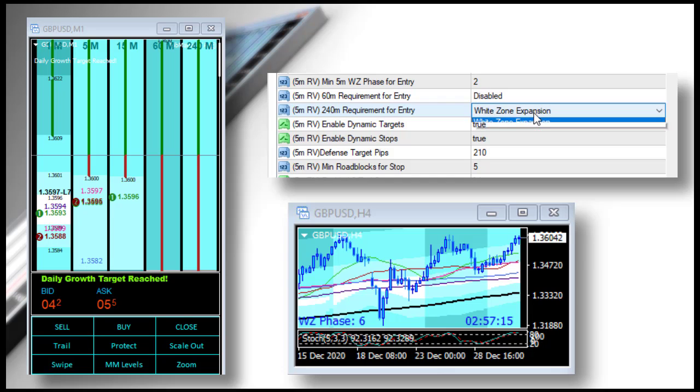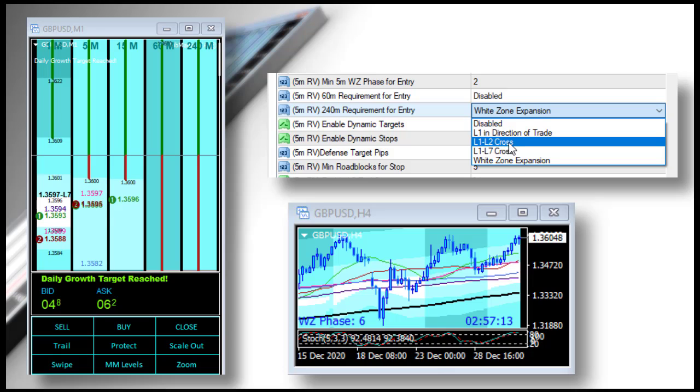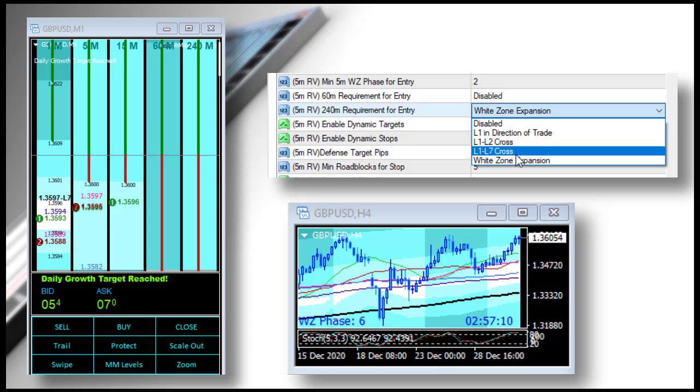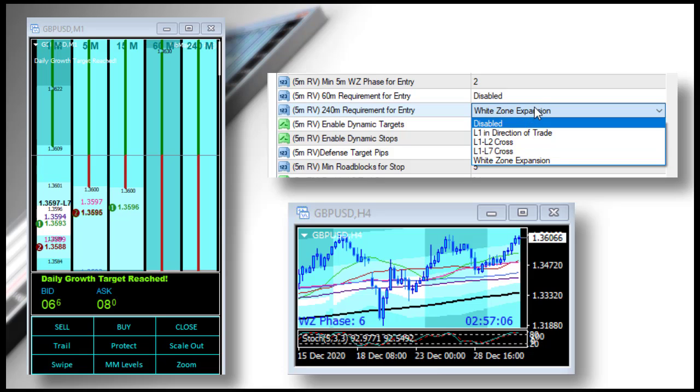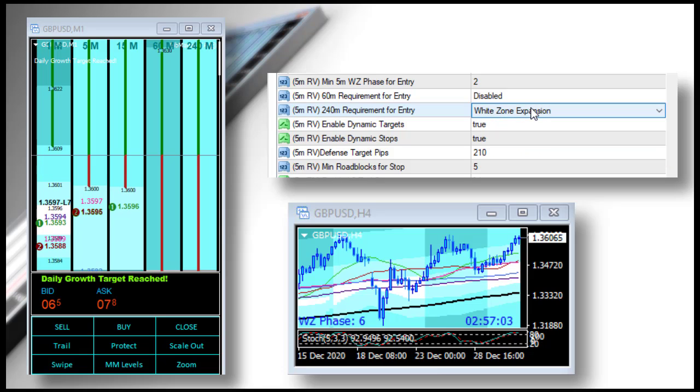All right, and you don't have to go all the way to white zone expansion. Maybe just L1, L2 cross. I mean L1, L7 even. You know, just get the L1, L7. So if you're above that, then chances are it's going to go higher. You know, et cetera, et cetera. So these are all things that I think are really good. You just got to be patient. You're not going to get trades all the time type thing.